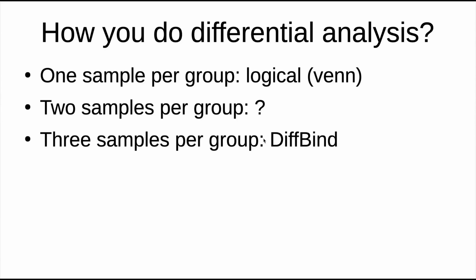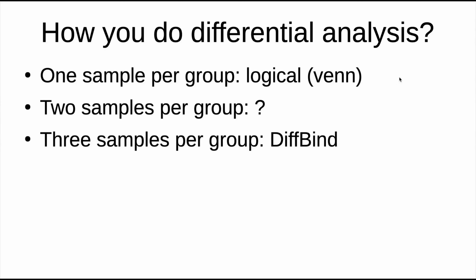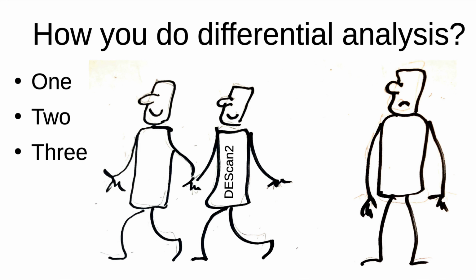In principle, DiffBind is a good package, but it requires at least 3 samples per group, and sometimes you don't have those 3 samples. If you have only 1 sample per group, you can do only a comparison of absent versus present, and that's it, draw a Venn diagram. But if you have 2 samples, it's excessive for a Venn diagram and too little for DiffBind. What to do then? This is the case when you can consider using DEScan2.